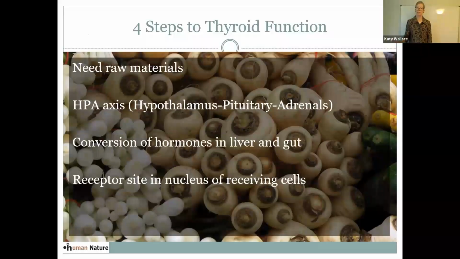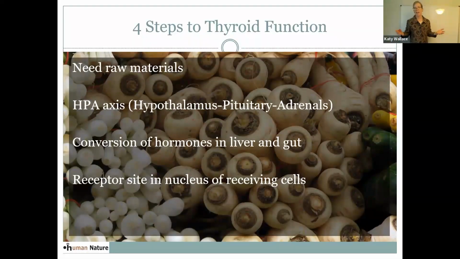There's 4 basic steps for thyroid function. You've got to have your raw materials, and I'll talk about what raw materials are most important. You've got to have a healthy HPA axis. HPA stands for hypothalamus, pituitary, adrenals. This is the glandular system, and the hypothalamus and pituitary are in the base of the brain, and they are like the master glands for the body that help protect the body and help it respond to stressors. So if there's been a chronic stress that's created a burden on this system, there's going to be problems. So a healthy HPA axis is very important.